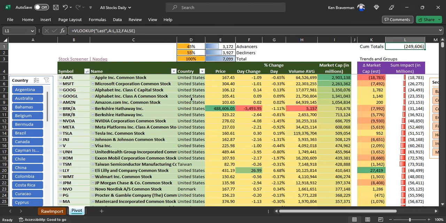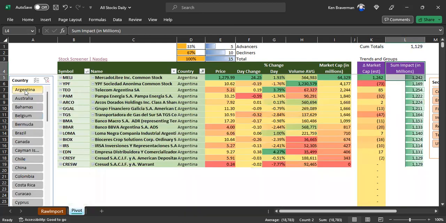It gets really fun to do this. So right now we're looking at this huge list of 7,000 companies in the order of market cap, biggest companies on top. That's the order we're going in. Let's pretend that we only care about Argentina. How did Argentina as a country do today in the market? Well, they had 5 advancers and 10 decliners, yet they made $1.1 billion overall in market cap that increased.